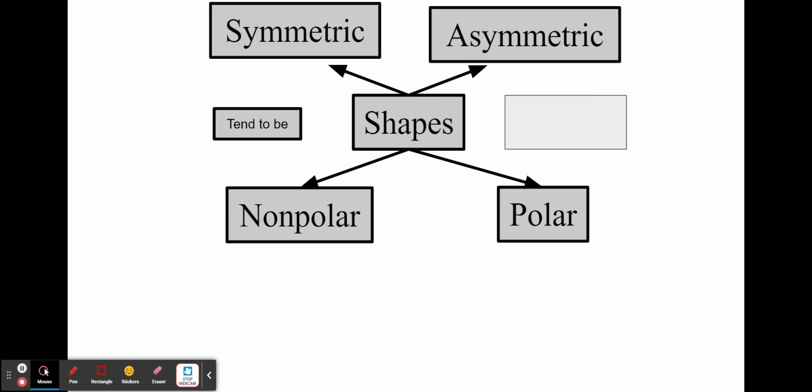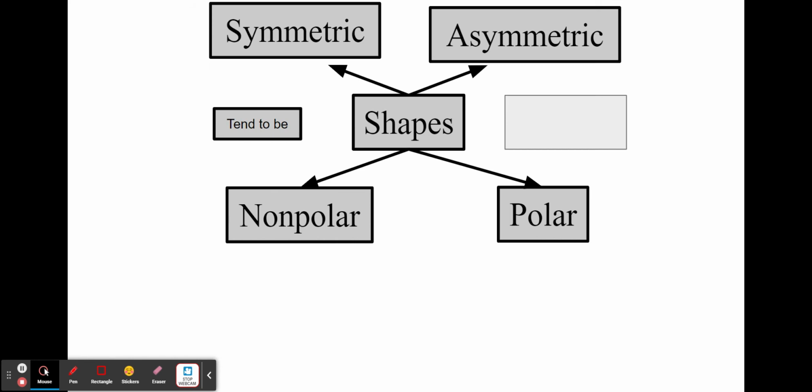Now, if I replace one of these with a lone pair, I get the bent shape. This shape is not symmetrical. You can see it right there. These are down here. This shape will tend to be a polar shape. All right, so bent is a polar shape.